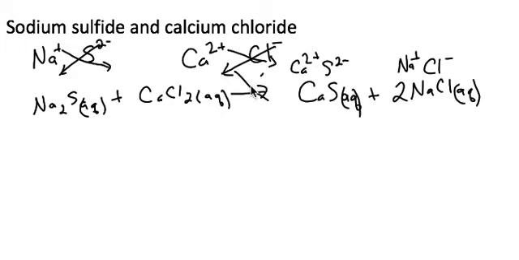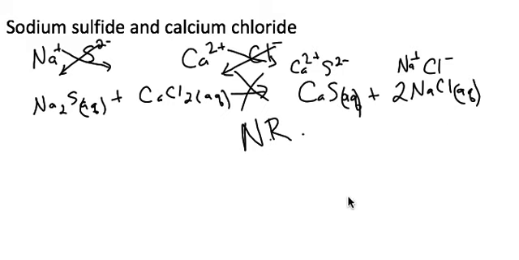So we have not done a reaction. We would simply write no reaction. And this is because at the beginning we have aqueous ions, sodium ions and sulfide ions in solution, as well as calcium ions and chloride ions. And at the end, calcium ions, sulfide ions, sodium ions, chloride ions.